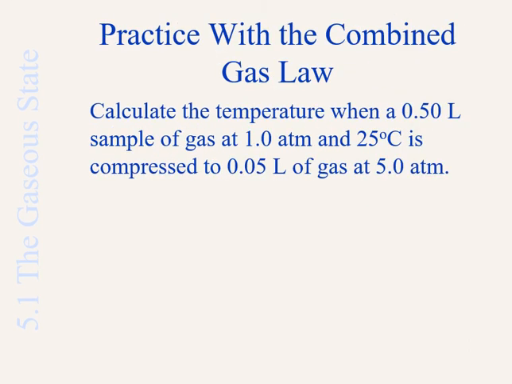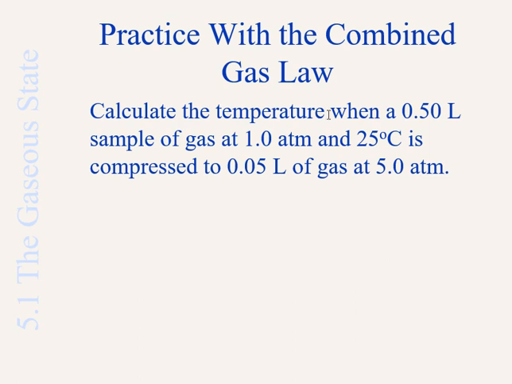And here is a practice problem. Calculate the temperature when 0.50 liter sample of gas at 1.0 atmosphere and 25 degrees is compressed to 0.05 liters of gas at 5.0 atmosphere. I want you to try to solve this, so pause the video and try to come up with Pi, Vi, Ti, Pf, Vf and Tf, and also what you are trying to find of those 6. And then I will tell you right now what they are.